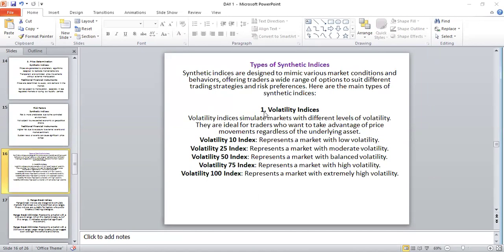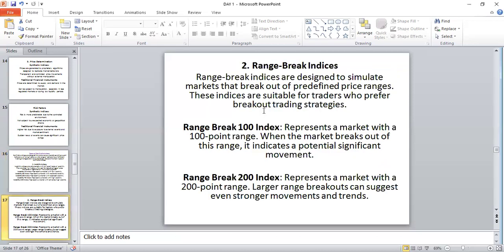Now, like I said, the volatility index is one way to trade synthetic indices. We have the range market, and these are the types of volatility index: Volatility 10, 25, 50, 75, and 100. You have the range break indices. With the range break indices, you can make a whole lot of money.